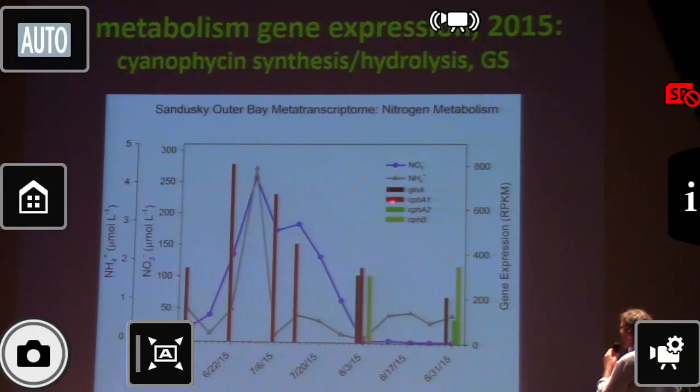cphA1 is the main gene encoding the cyanophycin synthetase, which synthesizes the main storage polymer for nitrogen. So these genes are actively transcribed until such time as nitrogen becomes depleted. And then cphB, which is the cyanophycinase, which then recruits the nitrogen from the polymer, this then becomes active. And so this is transcriptional evidence for the nitrogen reuptake mechanism.